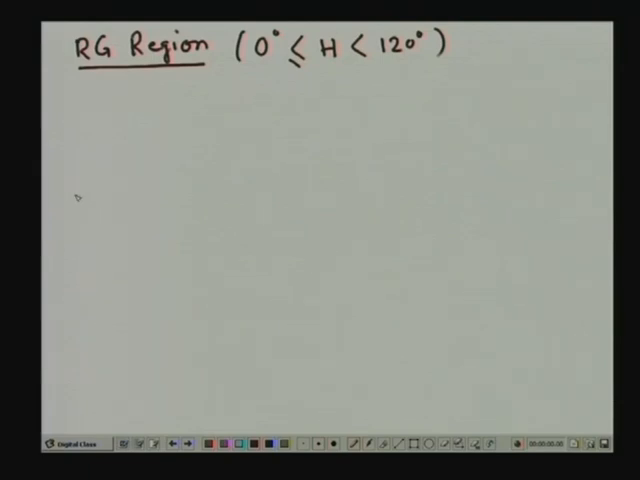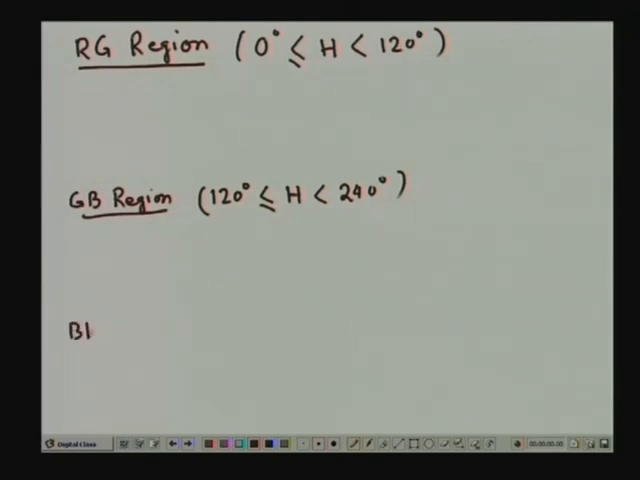The other region is called GB region, and in GB region H lies between 120 degree and 240 degree. And the third region is called BR region, and in BR region H lies between 240 degree and 360 degree.